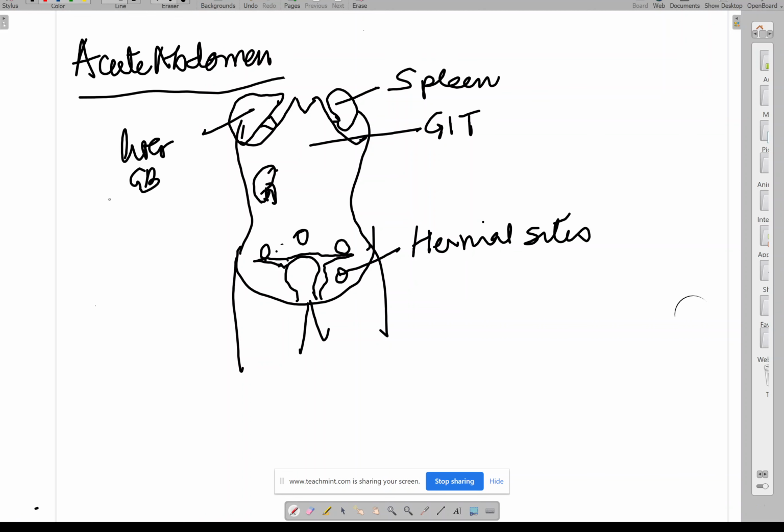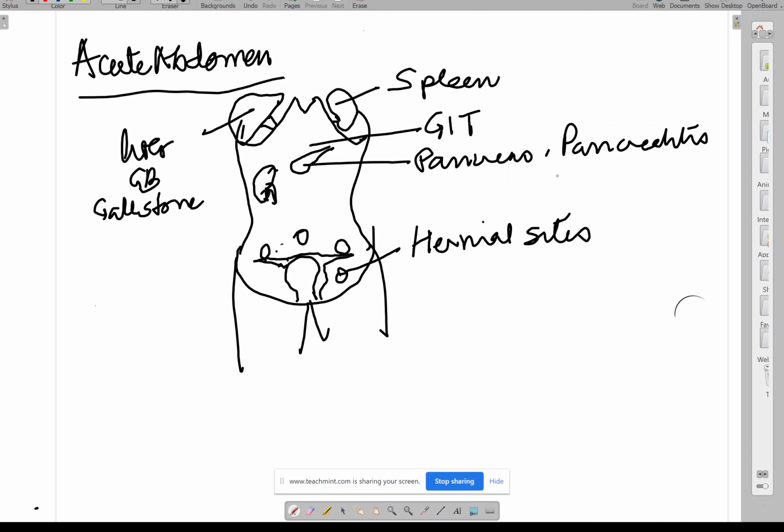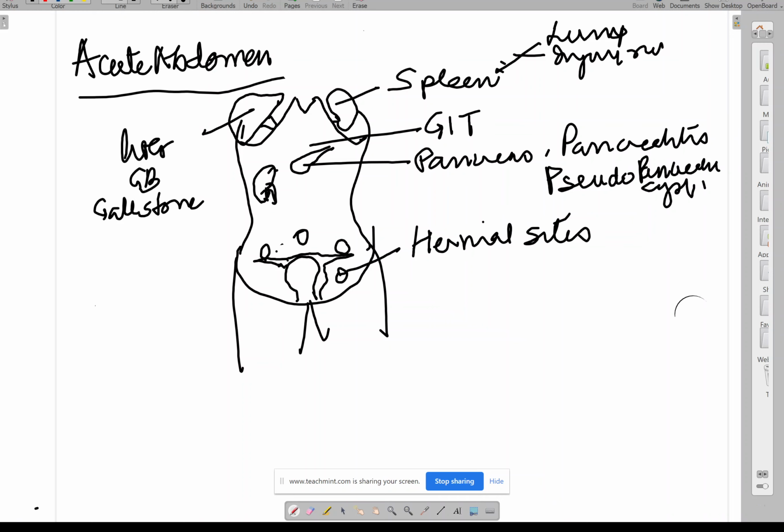Now what can happen in the liver and the gallbladder? Gallstone. There is one thing else, which is the pancreas. You can have pancreatitis. And what is called as pseudopancreatic cyst. So let us see, these usually present as a lump. But if there is injury, it can present as rupture.